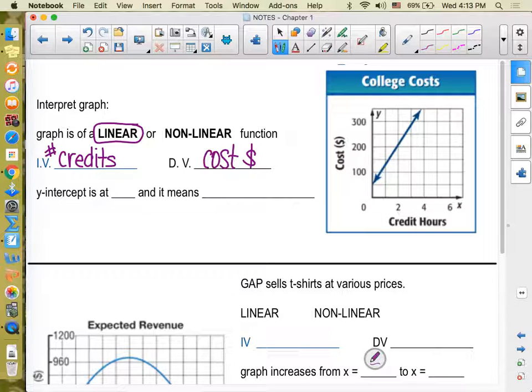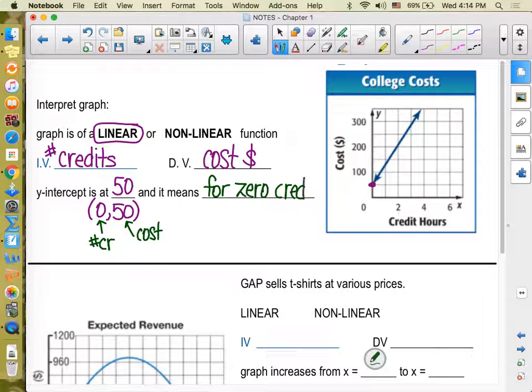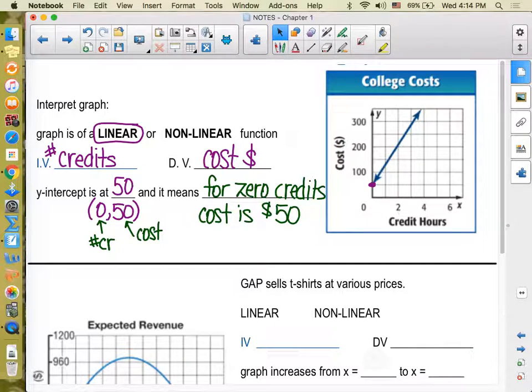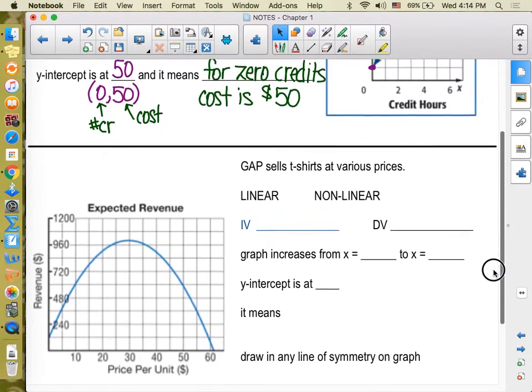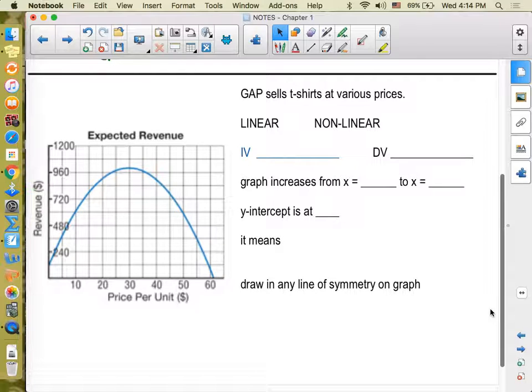The y-intercept. The y-intercept is where it crosses that y-axis. It's at 50. I prefer to write it, though, for this question that it's at the ordered pair 0, 50, because I can tell what it means. 0 is my x, so that's my number of credits. And the 50 is my y, which is my cost. Then I need to explain in words. It means for 0 credits, cost is $50. That might be a payment you have to make before you can even register, a registration or an application credit. All right, pause the video, try this example, and come back.